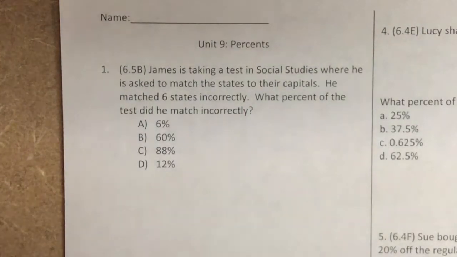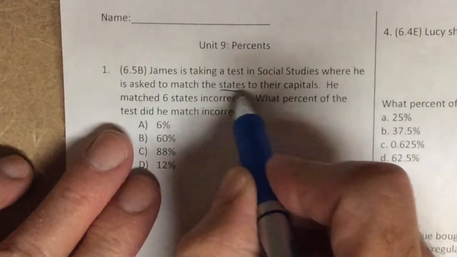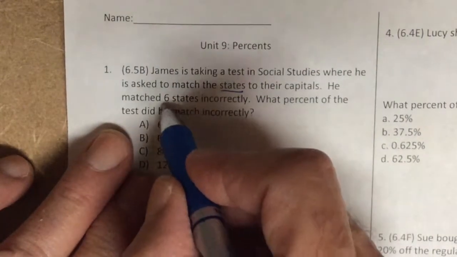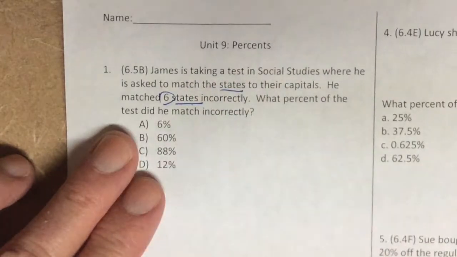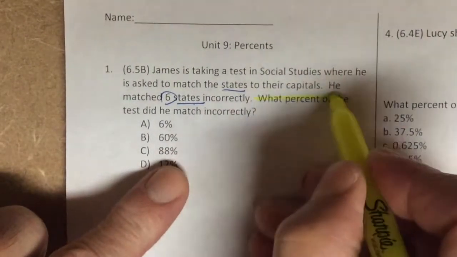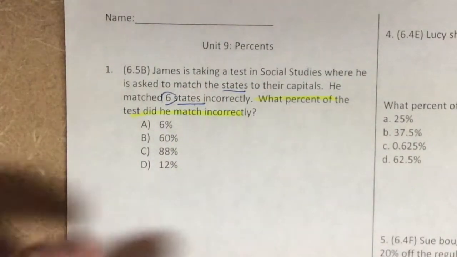Hello, 6th grade students. It's time for test corrections for Unit 9 percents. Question number 1. James is taking a test in social studies where he is asked to match the states to their capitals. He matched 6 states incorrectly, and then the question says, what percent of the test did he match incorrectly?